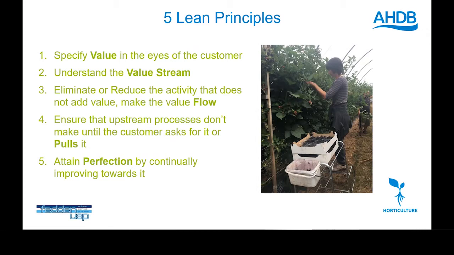Five lean principles: specify value in the eyes of the customer. So the first principle is value, making sure we understand exactly what the customer wants. Understanding the value stream is about understanding all of the steps that get us from the start to the point that we actually have something at the customer's premises. If we look at those processes, we want to reduce or remove the activity that is non-value adding, those steps that aren't directly creating the value, so the process flows better.